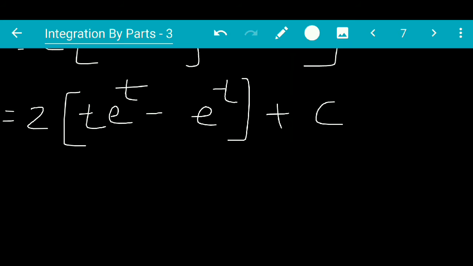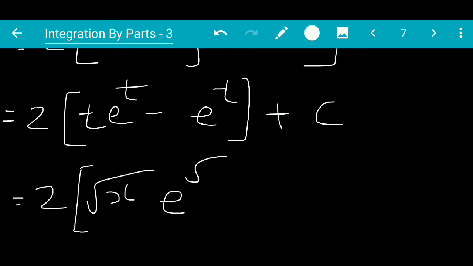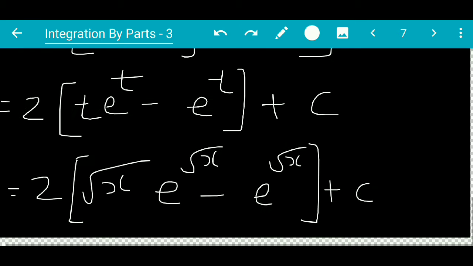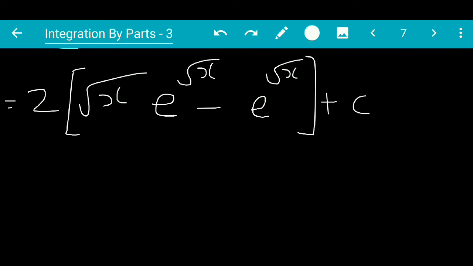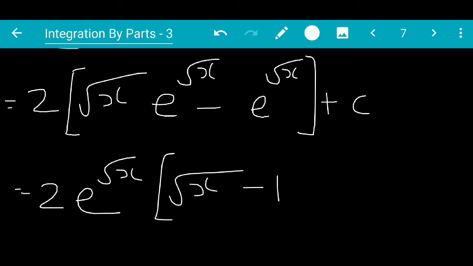Now what remains is substitution. If you remember, we had taken root x as t, so wherever t is there we put root x. So thus our terms become this way. You can either leave the term as it is, or you can take e raised to root x common outside the bracket and then modify the answer and write it down. Okay, in fact that would be better. So we will take 2 e raised to root x outside the bracket. So in the bracket we are going to get root x minus 1 plus c. Thus the sum is done.